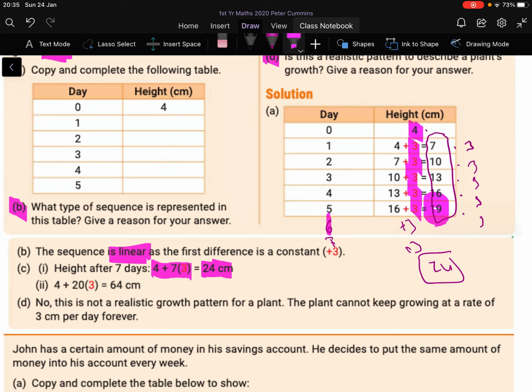We want to work out 20 days. We have our 4 centimeters at the start plus 20 days of 3 centimeters. So 4 plus 20 multiplied by 3. And that gives us 64. And you should try that on your calculator.